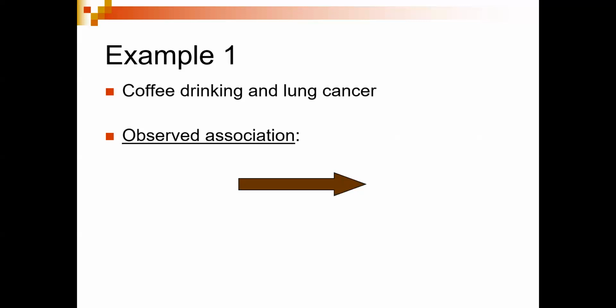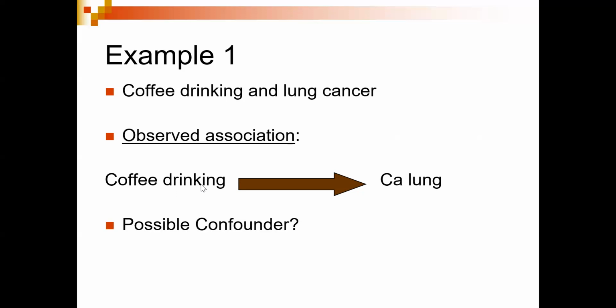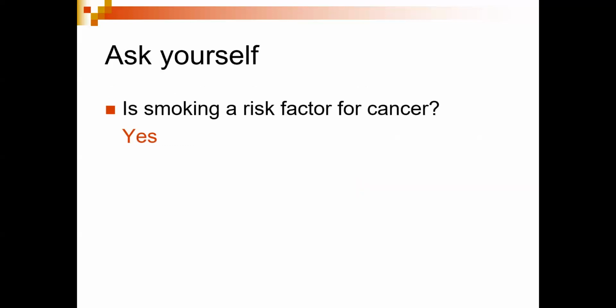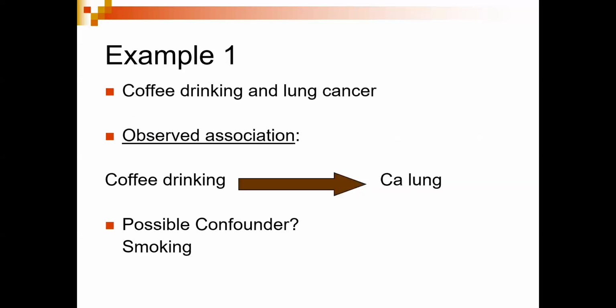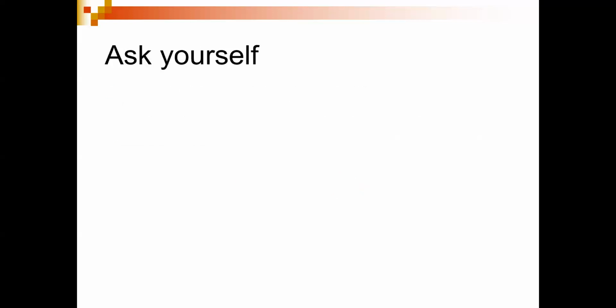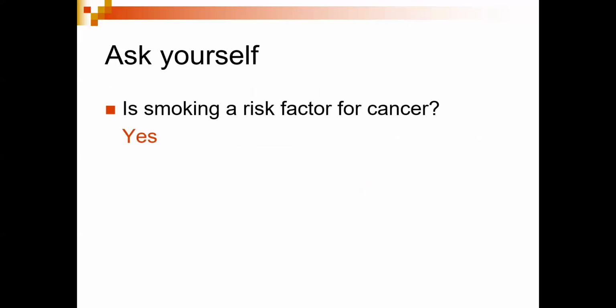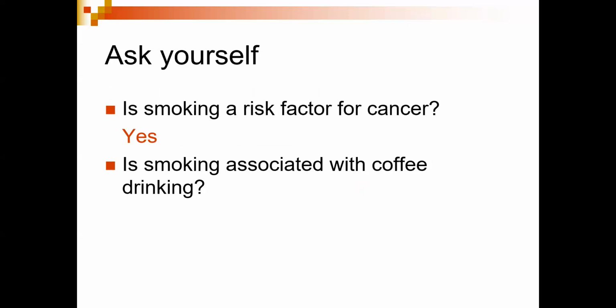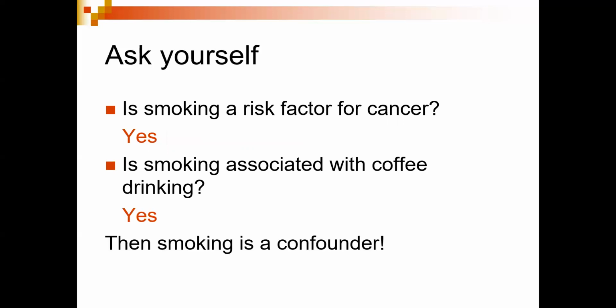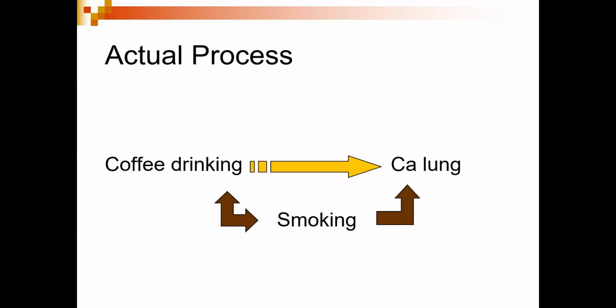So this is another example, just a repetition of what we discussed: coffee drinking and lung cancer. What are possible confounders? Smoking. Is smoking a risk factor for cancer? Remember, you want to make sure you meet the criteria for a variable to be called a confounder. So we assess, is smoking related to our outcome? Yes. Is smoking related to our exposure? Yes. So in this case, smoking becomes a confounder. What is the actual process? The actual process is happening via this.